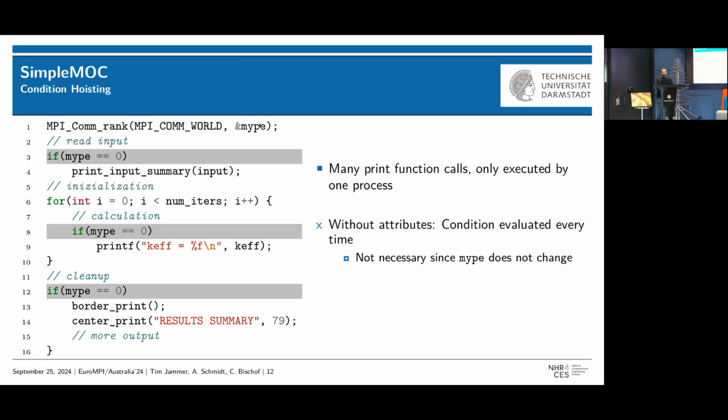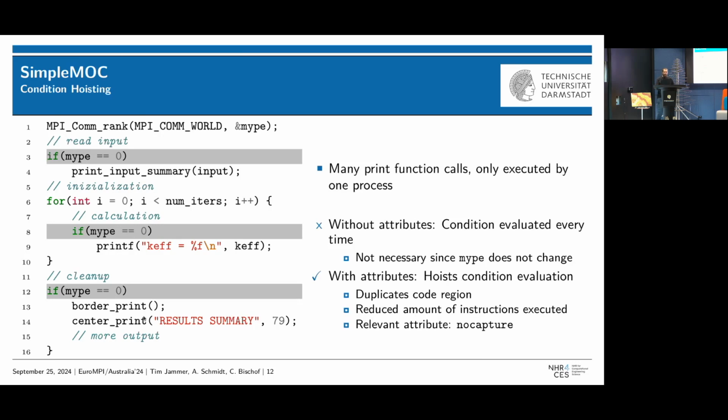Here, what happens without the attributes is, okay, we need to evaluate the condition. So we first need to load the current rank from memory, and then we need to evaluate the condition. And here in the loop, again, we need to first load the value from memory because maybe the MPI library has changed the value in between. We need to make sure that we are using the correct value. And then we again need to evaluate the condition and so on.